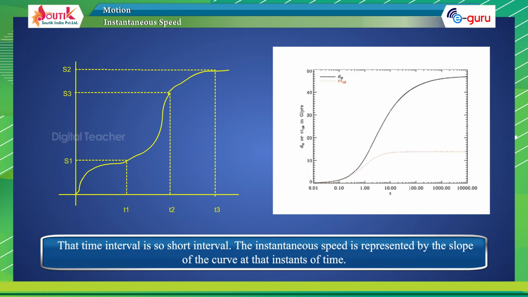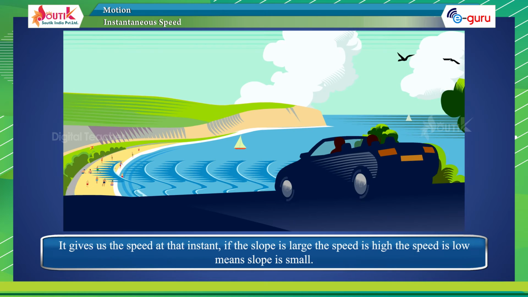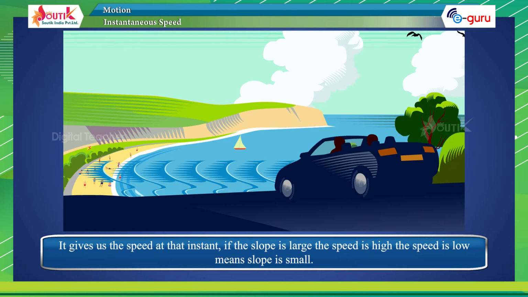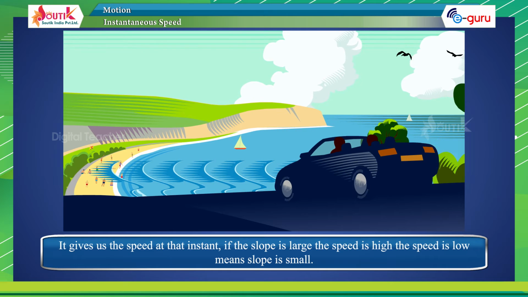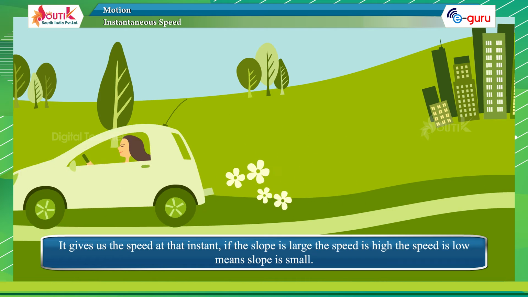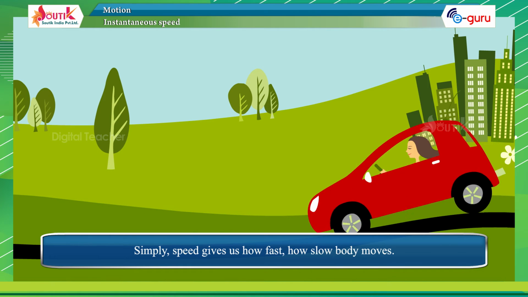The instantaneous speed is represented by the slope of the curve at that instant of time. The slope of the curve at any point can be found by drawing the tangent at that point. It gives us the speed at that instant. If the slope is large, the speed is high. If the speed is low, the slope is small. Simply, speed tells us how fast or how slow a body moves.